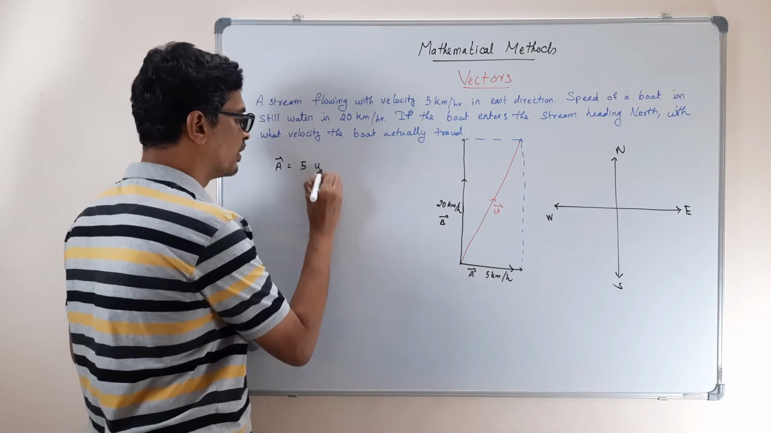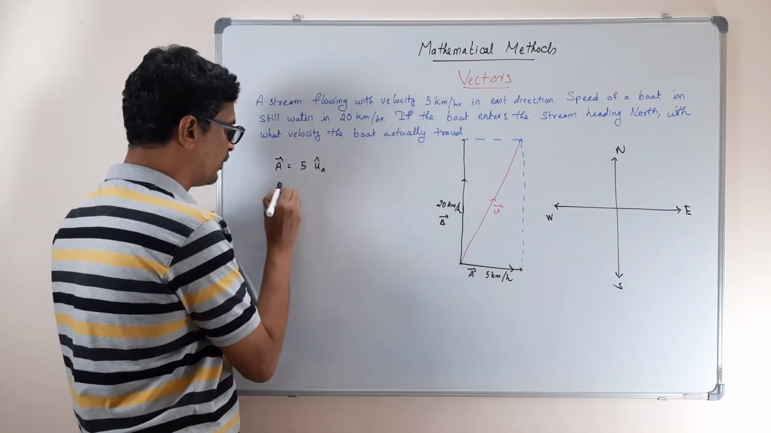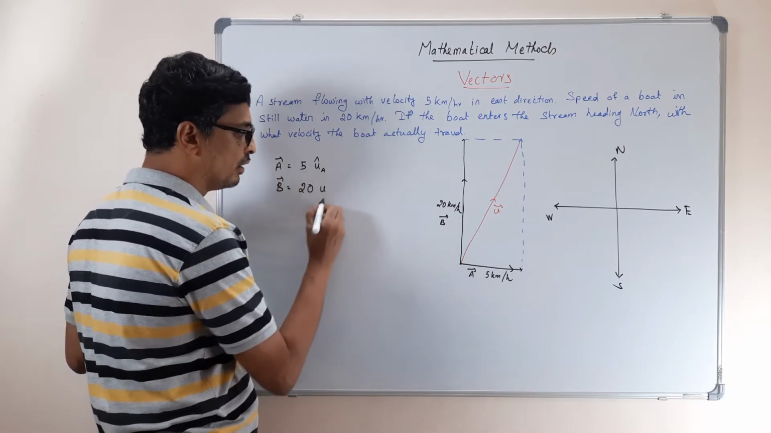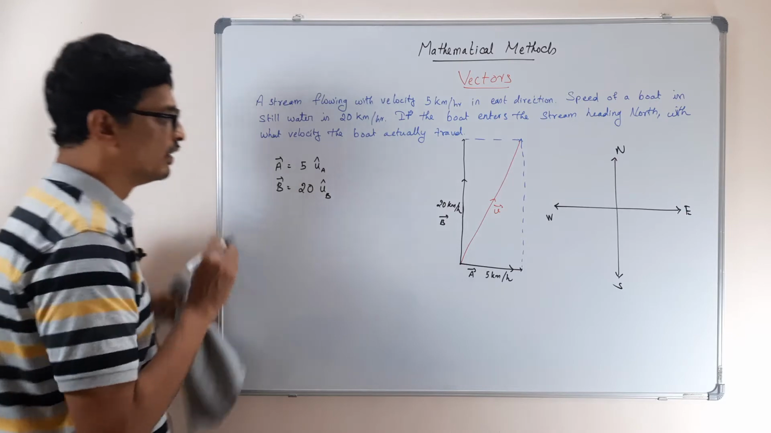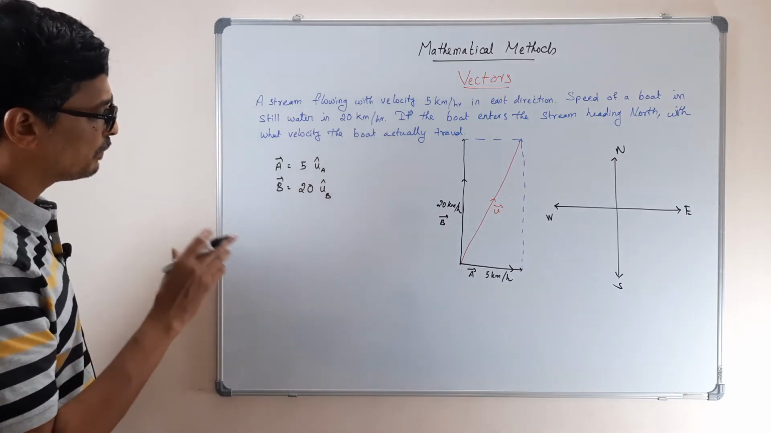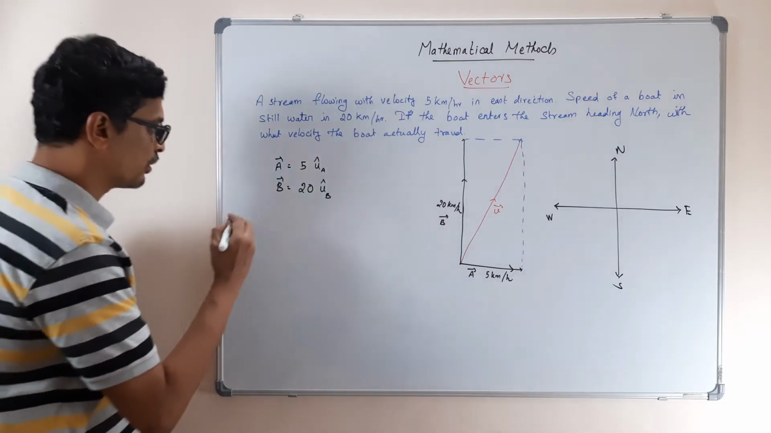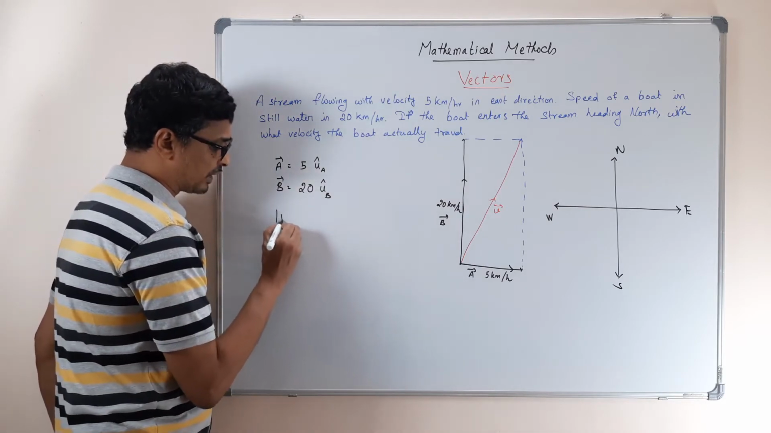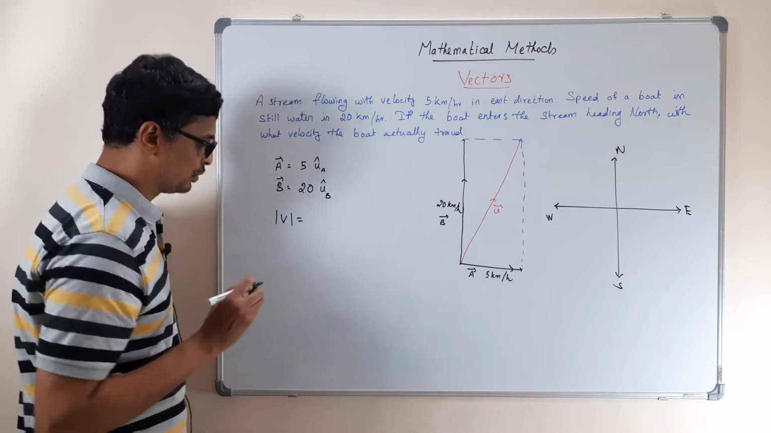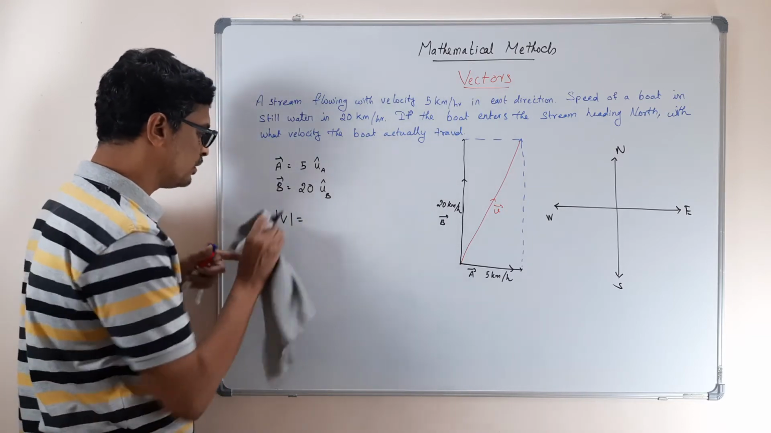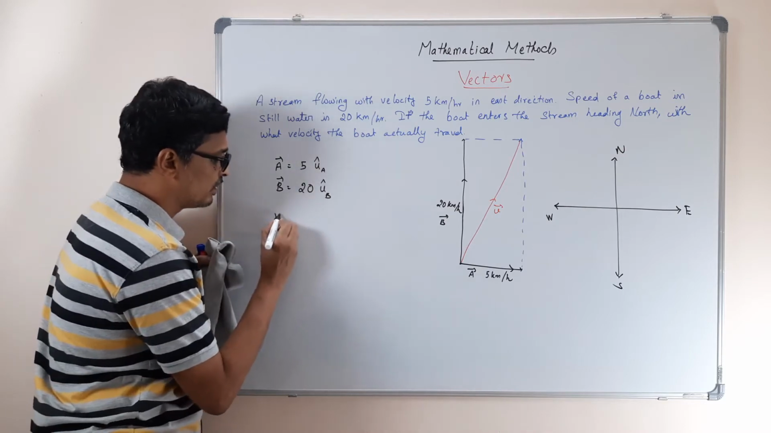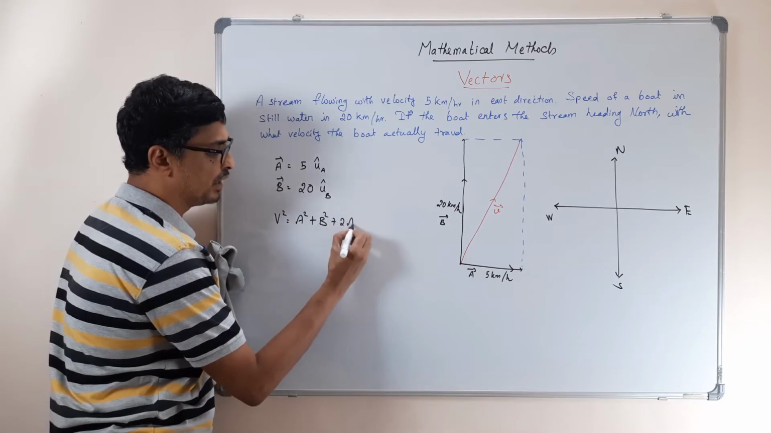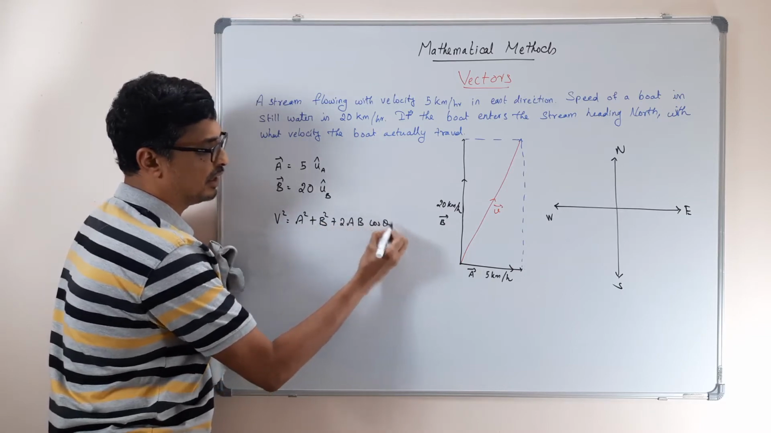5 UA cap, and the B vector will be equal to 20 UB. Okay. So therefore, we have the resultant vector. This is what I am going to call V. So the magnitude of the V vector will be equal to, what is the formula we had? If you remember what we had? V square equals A square plus B square plus 2AB cos theta.